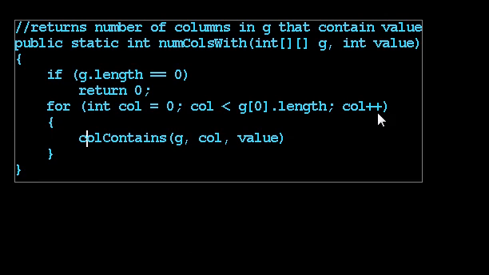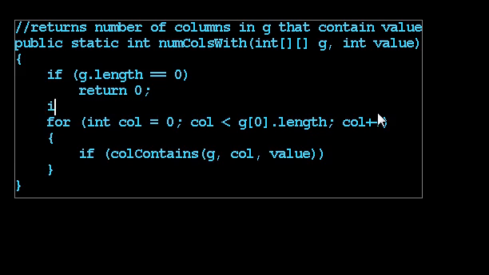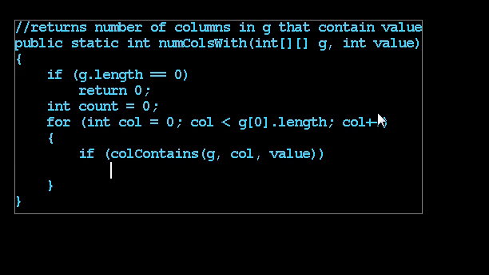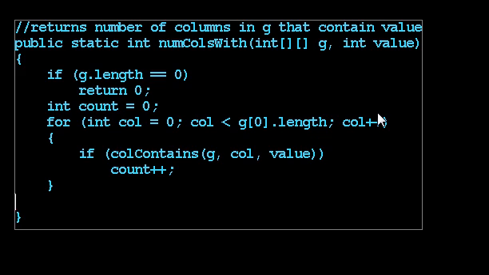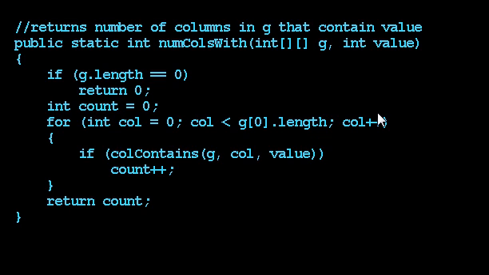Okay, now for each of these, I get back a Boolean. Does it contain that value? So if I get back true, then I found yet another column. So let's keep a count. My count should start at 0, and whenever I find a match that my column contains that value, I'll increment the count. We've seen this trick many times. And at the end, I'll return that count. So there we have it. That's the number of columns with this particular value.